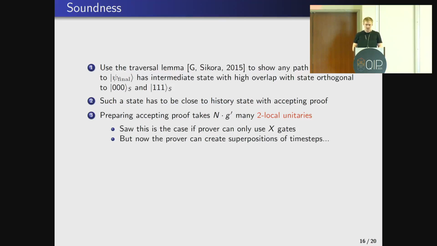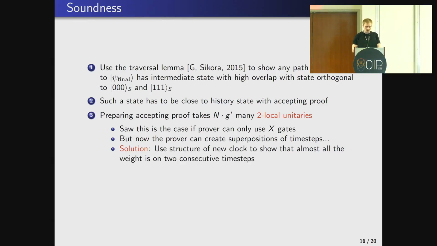But in our case, you can use arbitrary 2-local unitaries, right? And we had constraints in certain time steps, where you can only use certain things. But in general, if you, for example, create a superposition over all the time steps, it makes it much harder to argue about what you can do with 2-qubit unitaries. What kind of states can you prepare? And this is where the third key feature of our clocks comes in. And we can show that on our new clock, all the weight is at pretty much all times on 2 consecutive time steps.